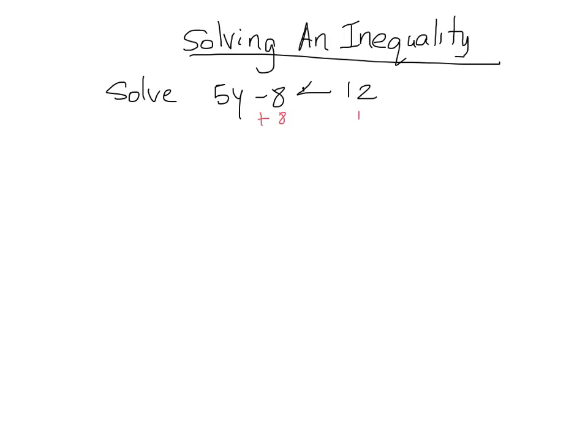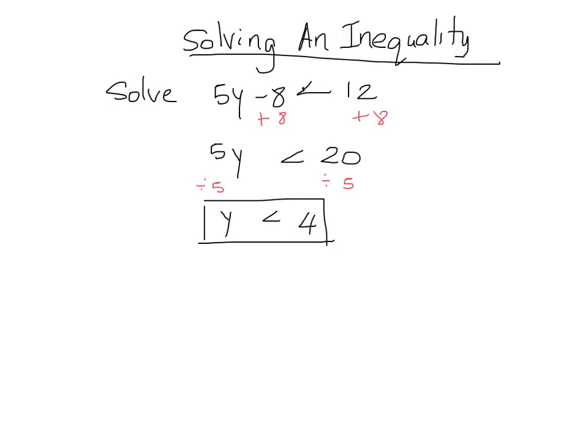So we want our y alone, so we have to add 8 to both sides. And we get that 5y is less than 20. And again, since we want our y alone, we have to divide both sides by 5. And we get that y is less than 4. As you can see, everything was exactly the same as solving an equation. Nothing changed. However, if you multiply or divide by a negative number at any point in this procedure, something does change. So let's look at another example to see how that works.